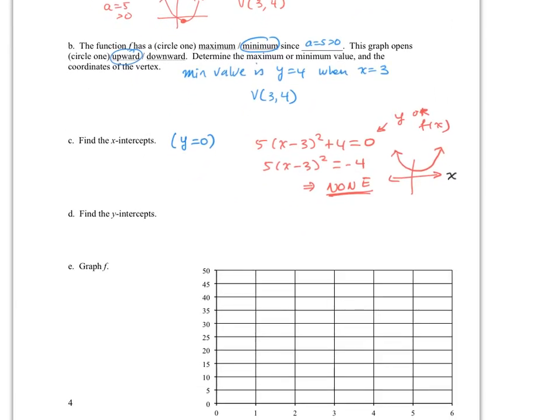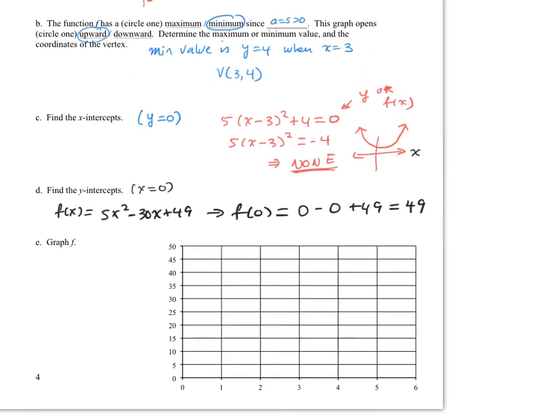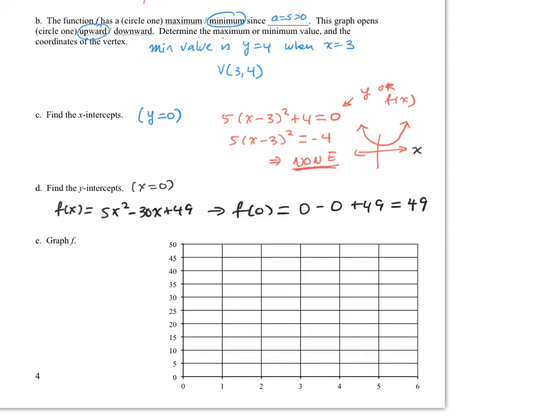And the y-intercept, remember, that means that x equals 0. And this time I'm going to use the original equation. Remember, the original equation was this, plus 49. Clearly, here we find f of 0. Then this will give you 0 minus 0 plus 49, so it is 49. So therefore, the y-intercept coordinates will be (0, 49). And that's how you find the coordinates.